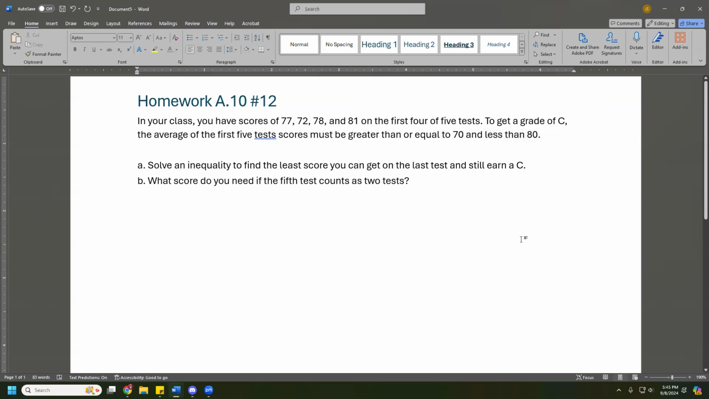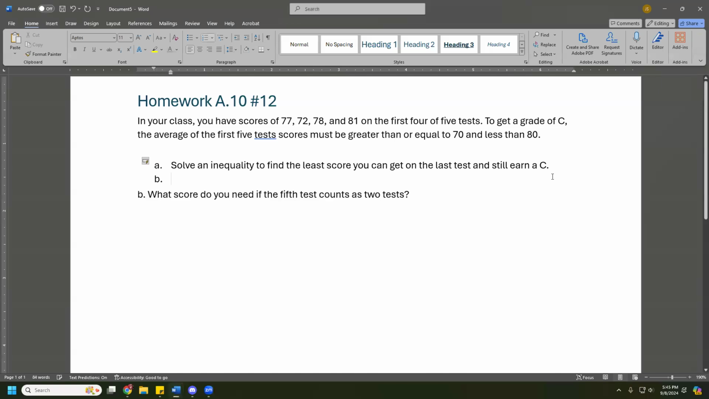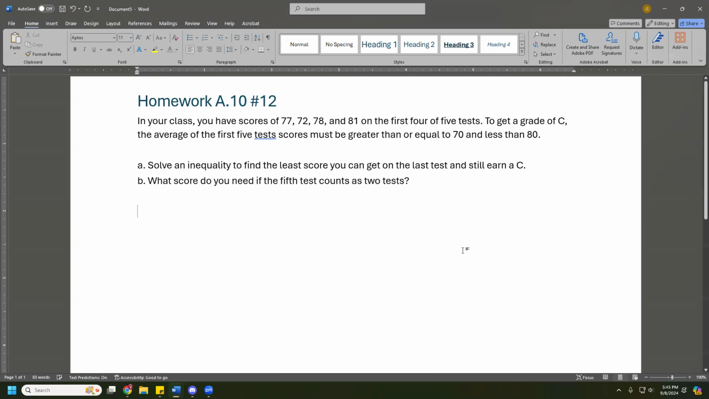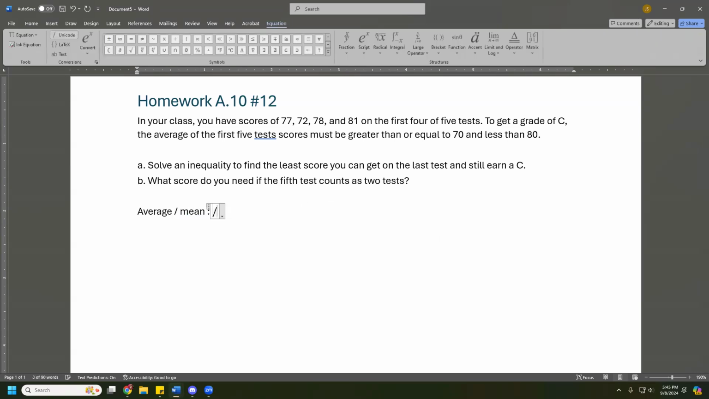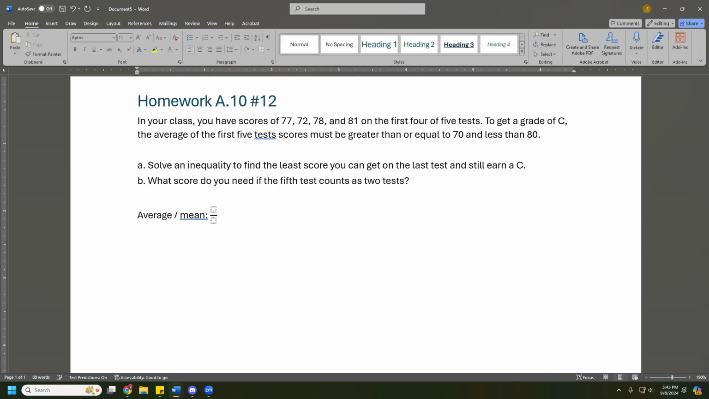So to solve for part A, let's first set up the equation of an average. If you don't remember what that is, that's fine. I can remind you. An average, or sometimes called a mean or an arithmetic mean. The way that you calculate it is you need to add up everything that you have.